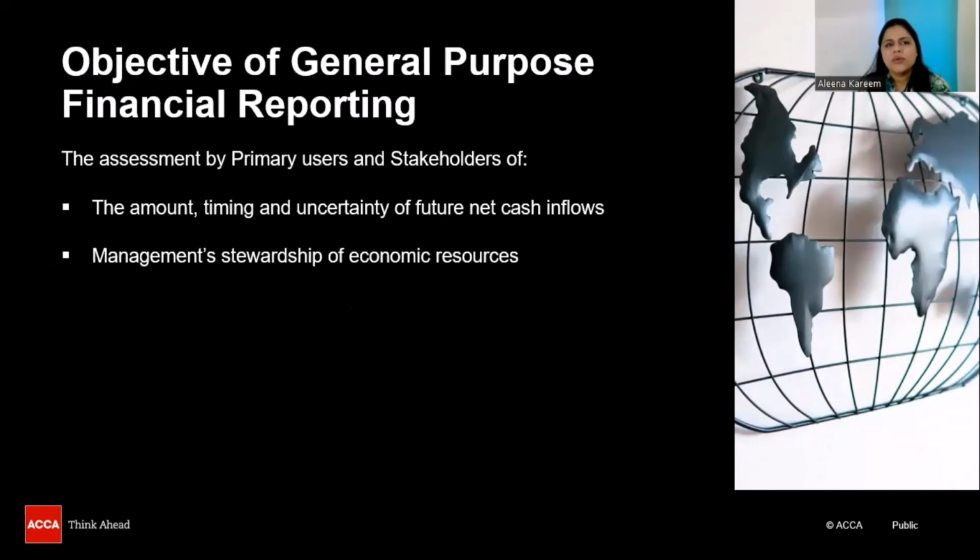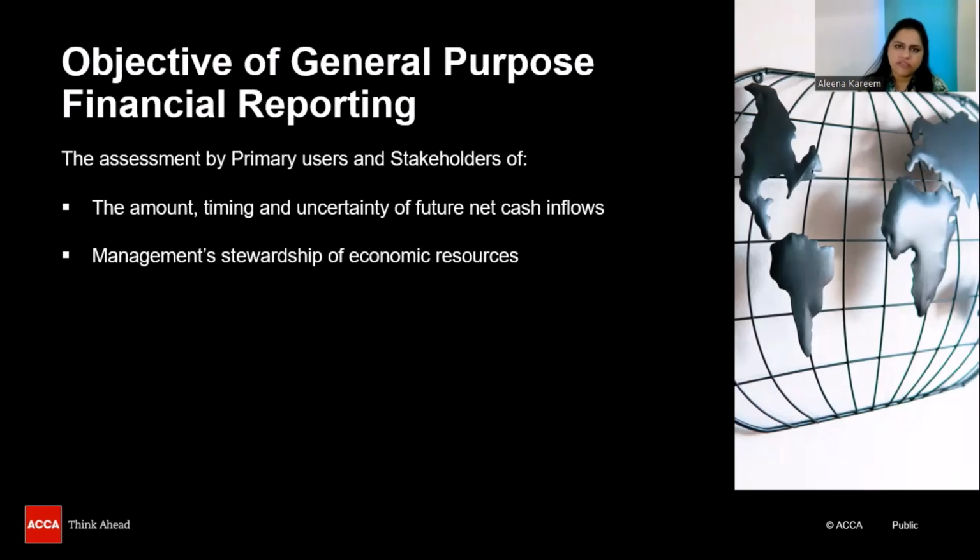Then, when we talk about the objective of general purpose financial statements, please keep this in mind that the whole reporting is focused on the people who are going to use it. So it is very focused on the primary users of the information as well as the stakeholders. When we talk about primary users and stakeholders, they are not just the owners. They might be the lenders of the company. They might be the suppliers, customers, government. Anyone can be a relevant party. But over here, we are focused on the primary users of financial statements.